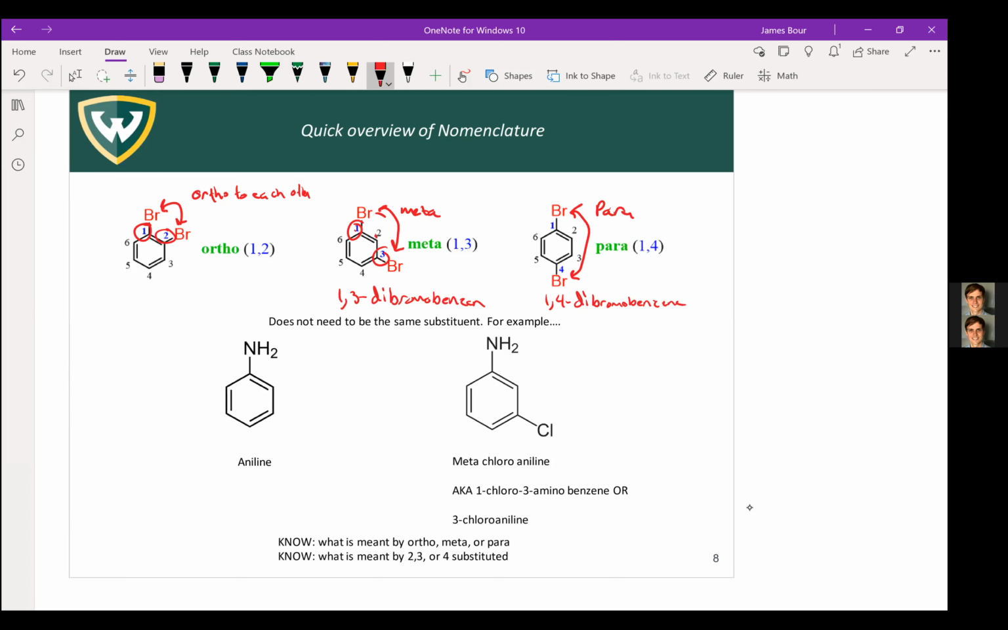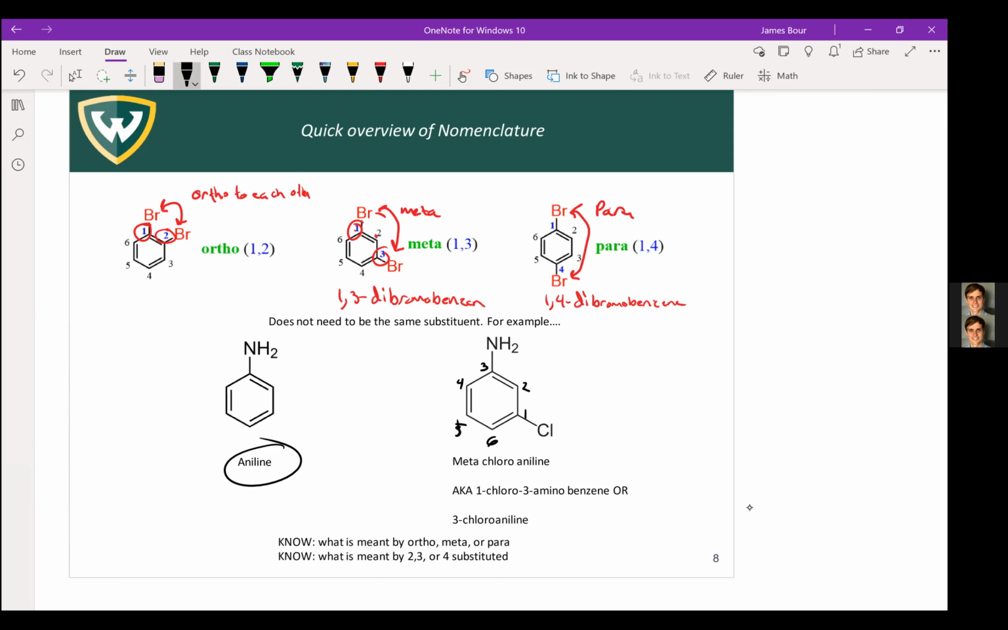However, the ortho-meta-para naming convention isn't just for things that are the same, like a dibromo or dichloro. It can refer to anything. So on the left here, we have a molecule, aniline. Aniline is an aromatic molecule with a nitrogen outside of the ring. Another name for an aniline that has a chlorine on it at the 3 position, 1, 2, 3, 4, 5, 6, could be called meta-chloroaniline, because aniline is an aminobenzene, and meta to it, if we have a chloro meta to it, it's got a 1-carbon spacer.